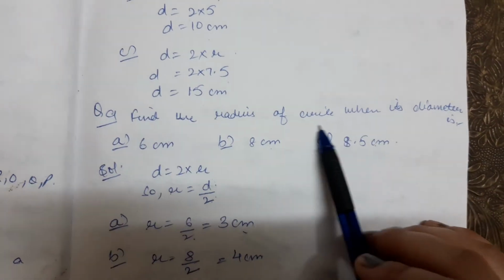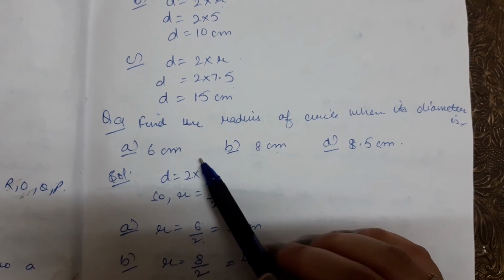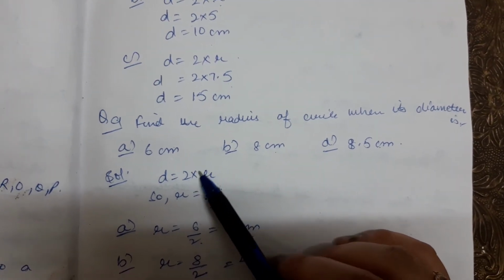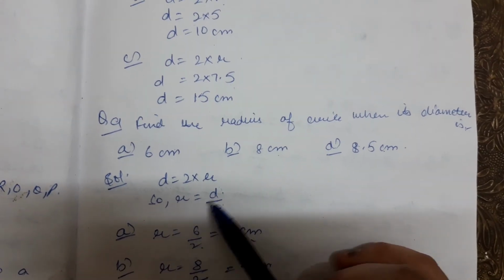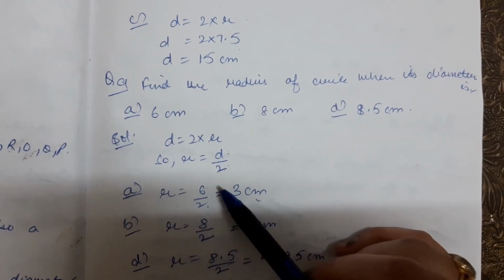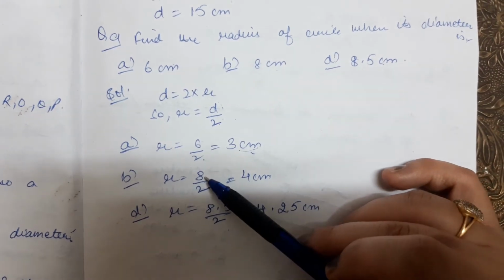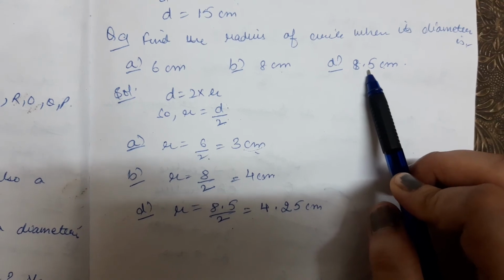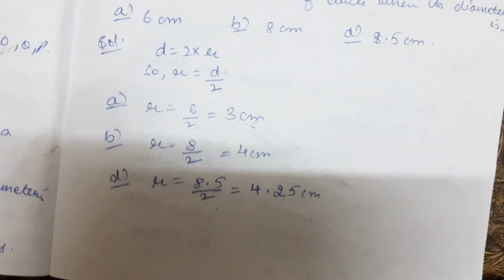Next question is, find the radius of the circle when its diameter is 6 centimeter. Now, you can see diameter is 6, so you want to find radius. We again know the relation. If diameter is twice of radius, then radius is half of diameter. So if diameter is 6, then radius is half of 6, that is 3 centimeter. Next, if diameter is 8, then radius is half of it, that is 4 centimeter. If we have diameter 8.5 centimeter, then radius is half of 8.5, that is 4.25 centimeter.